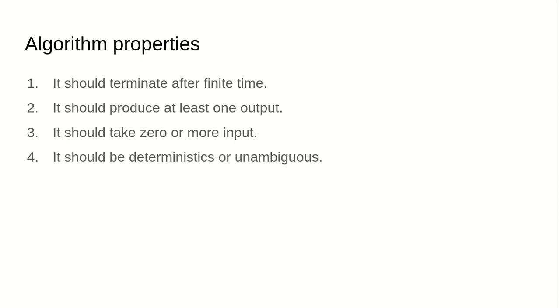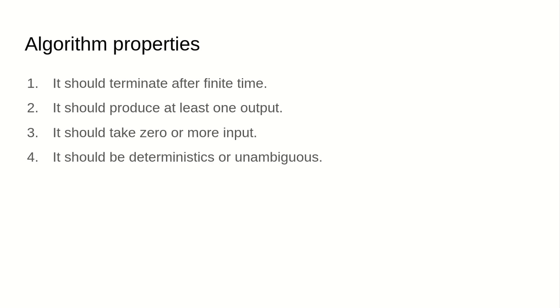Next, it should be deterministic or unambiguous. Deterministic means that if we give the same input again and again, the same output should be produced. We all know 10 plus 10 equals 20. If we add a and b equal to z, and we take a equal to 10 and b equal to 10, then z should always be 20.